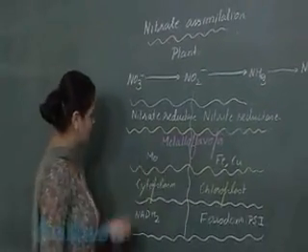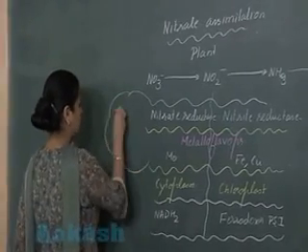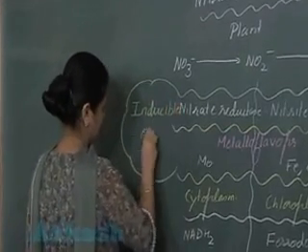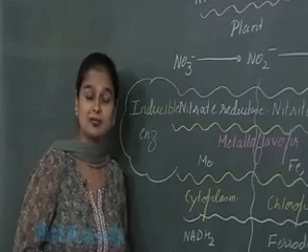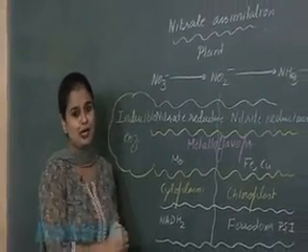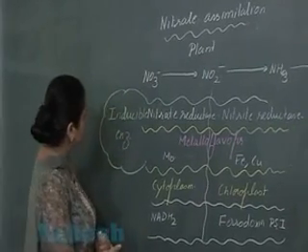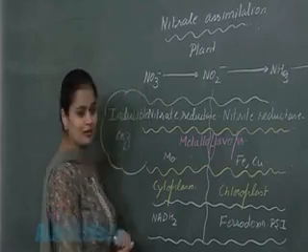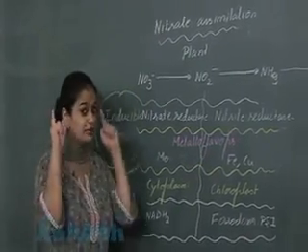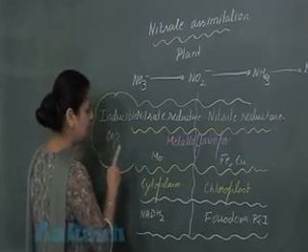Out of these two enzymes, nitrate reductase is an inducible enzyme. Inducible enzyme means this enzyme will be produced in the plant only when the substrate for this enzyme is present in the plant. And what is the substrate here? That is nitrate. Means when the plant will absorb nitrate substrate, then only there will be formation of this enzyme. This is known as inducible.